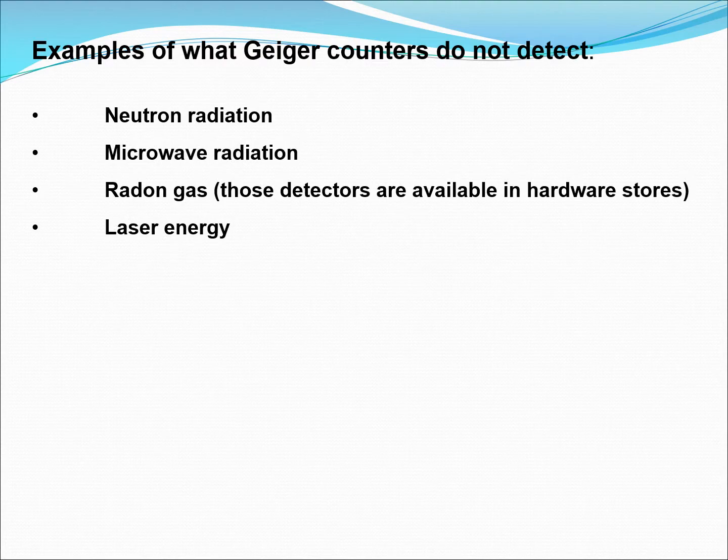There are things that Geiger-Müller counters are not used for detecting. A GM counter is not used for neutron radiation, microwave, and also radon gas emission.